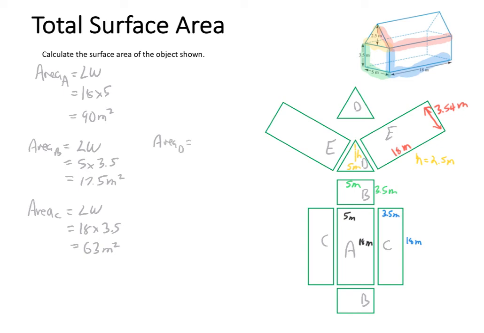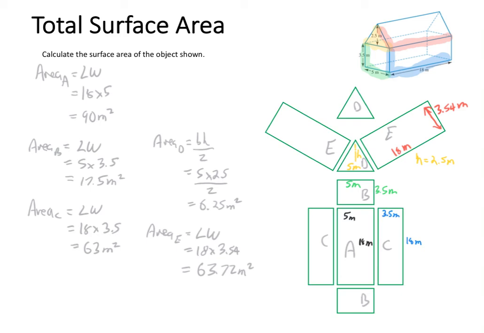Area of D, now D is a triangle, so it'd be base times height divided by 2, which is equal to 5 times 2.5, and then divided by 2, which is equal to 6.25 meters squared. And finally the area of E, which is another rectangle, so length times width, so 18 times 3.54, which is equal to 63.72 meters squared. So now I've got each of the individual areas I need to calculate total surface area.